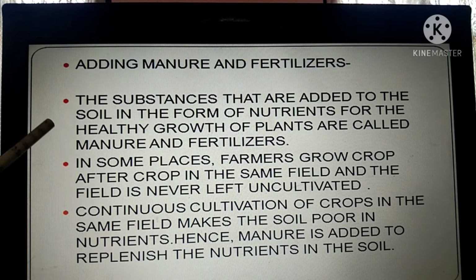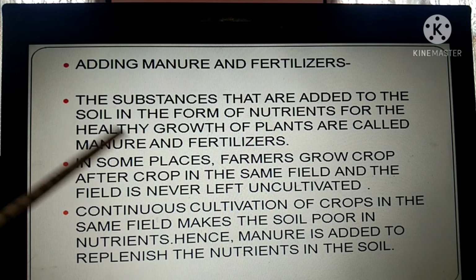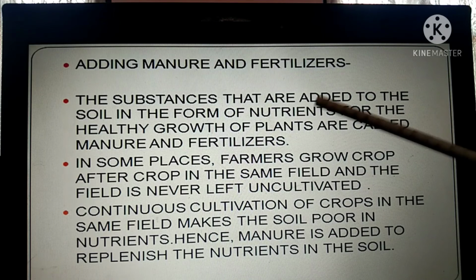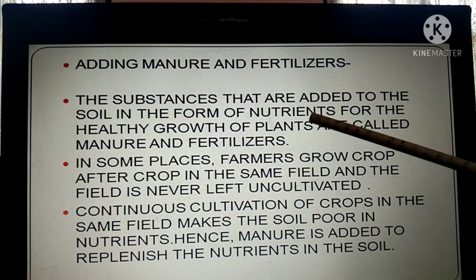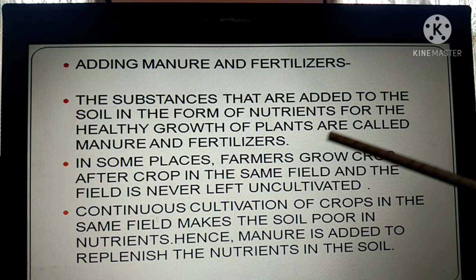The substances that are added to the soil, this is the definition of manure and fertilizer, very important for the exam also. The substances that are added to the soil in the form of nutrients for healthy growth of plants are called manure and fertilizers. So in the form of nutrients. So manure and fertilizers provide nutrients to the soil. It helps the crops to grow well. It makes the soil fertile. So there will be healthy growth of plants.